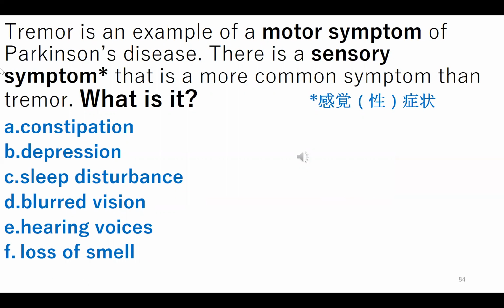Okay, and last one is I talk about tremor. Okay, example of a motor symptom. But there's also a sensory system. Yeah, sensory system, kankaku shoujo, which is a more common symptom than tremor. And they have to choose which sensory symptom they think is more common than tremor. Okay, and they have a look at these ones.